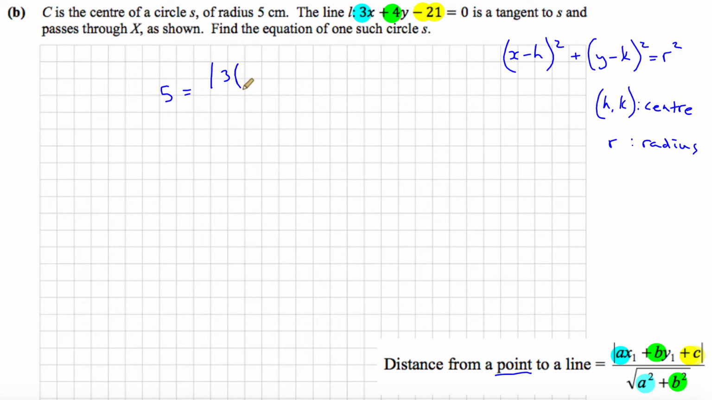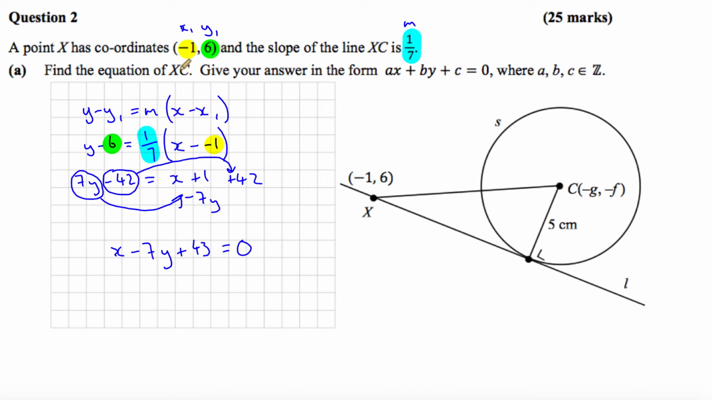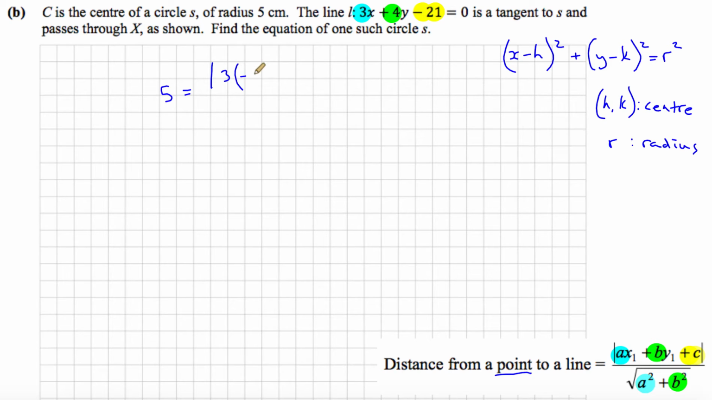So it's 3 by x1, which is this x1 here, minus g. So it's 3 by minus g, plus b, which is 4 by y1, which is minus f. And then we have our plus c term, which is minus 21. And it's the modulus of all that over the square root of a squared, which is 3 squared, plus b squared, which is 4 squared.